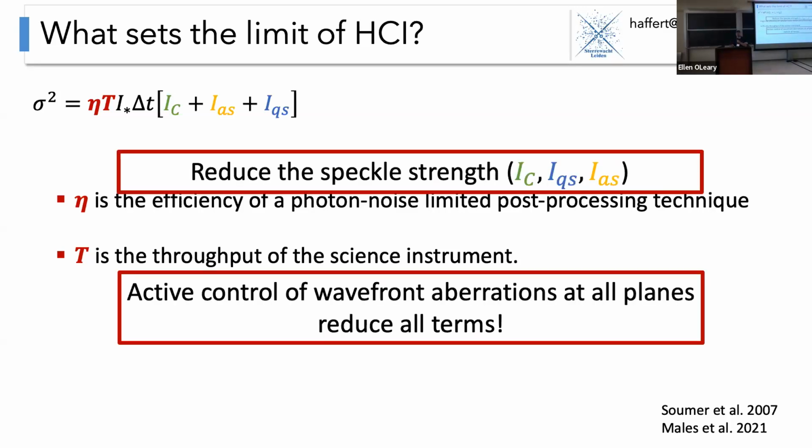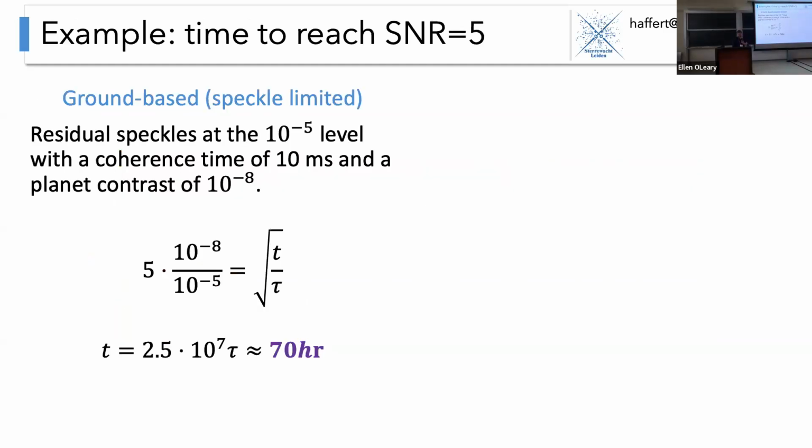However, in how you improve here, the only thing you need to do is reduce speckle strength. And still here, active wavefront control still reduces the speckle noise. So in ground-based systems, we're usually speckle noise limited by the atmosphere. In space-based systems, we're usually sort of photon noise limited. I mean, it's not completely true, but let's assume it's true.